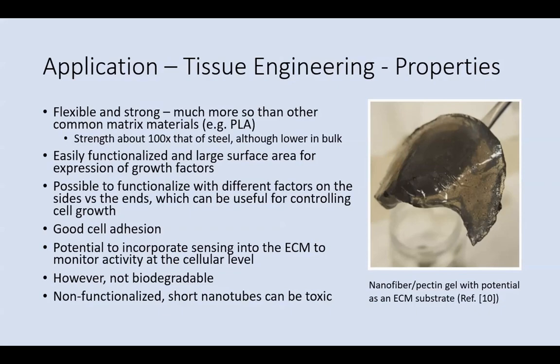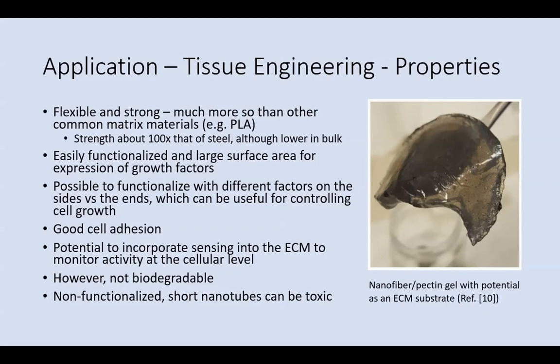So the design and control of extracellular matrices, which are in this particular case, artificial extracellular matrices that are designed to sort of replicate the function of the body's own natural extracellular matrix, are an active area of research, and carbon nanotubes have a number of potential applications within that field.